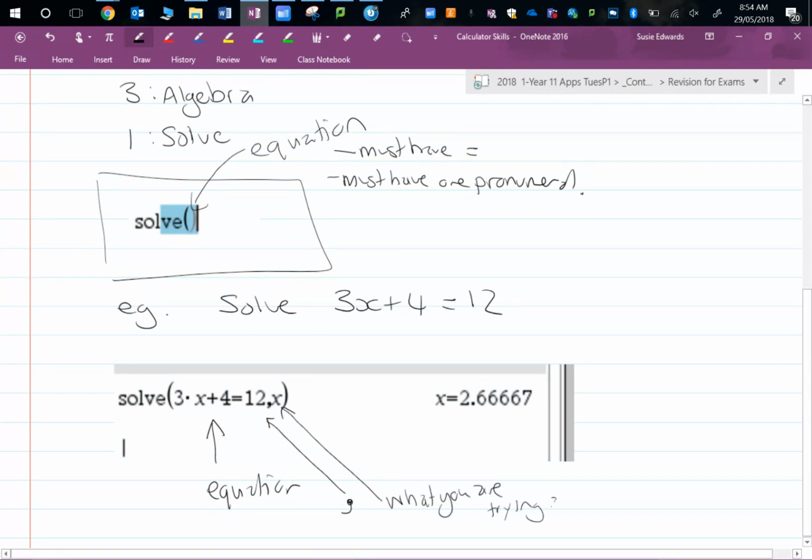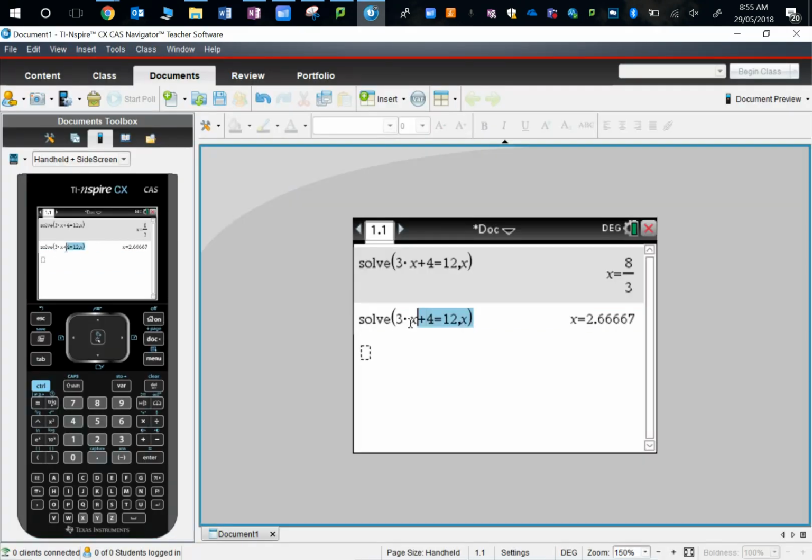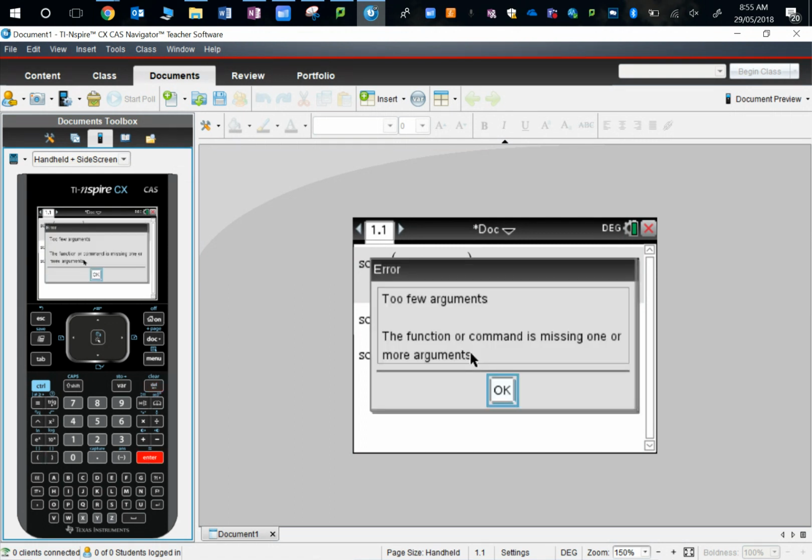So you have to put in the equation, you have to put in what you want the calculator to find an answer for. If you don't put in the comma part, so if you just put in an equation, you're going to get too few arguments, so you're going to get some sort of message which comes up. It should tell you that this functional command is missing one or more arguments. It's saying it doesn't know what to do, right?